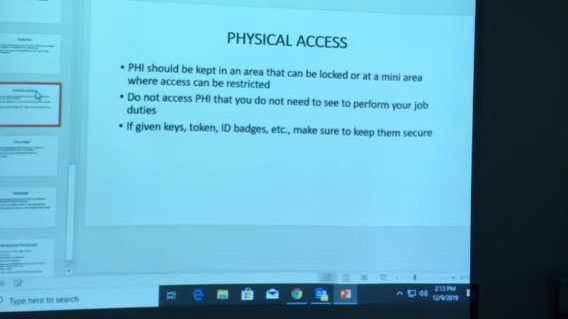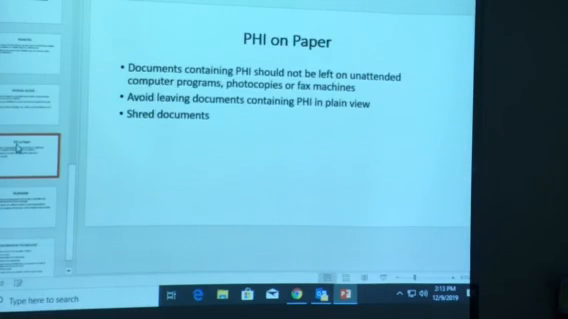Physical access. PHI should be kept in an area that can be locked or in an area where access can be restricted. Do not access PHI that you do not need to see to perform your job duties. If given keys, tokens, ID badges, etc., make sure to keep them secure.